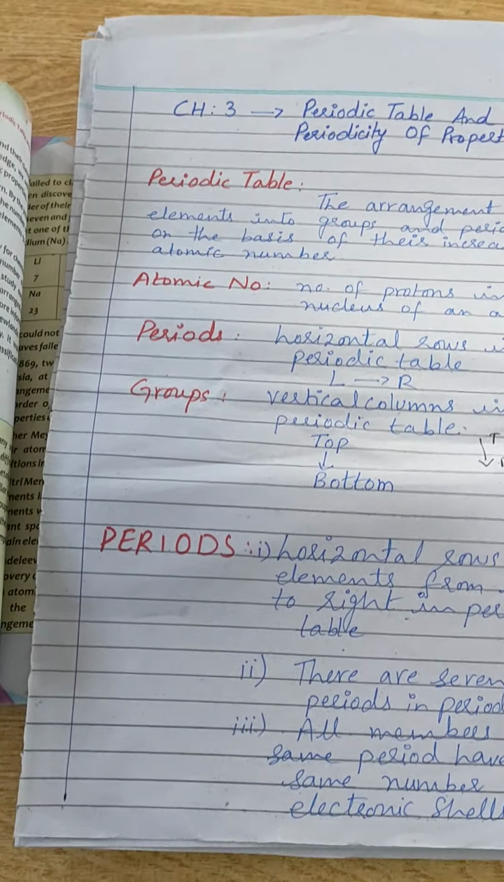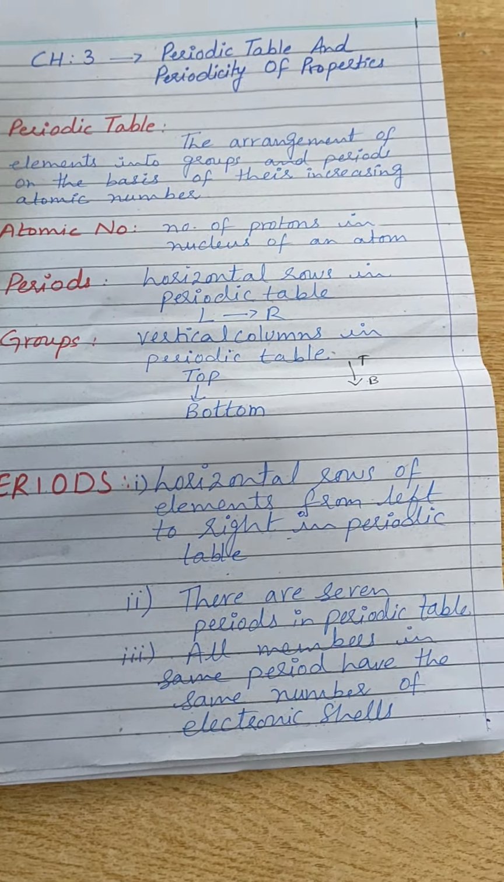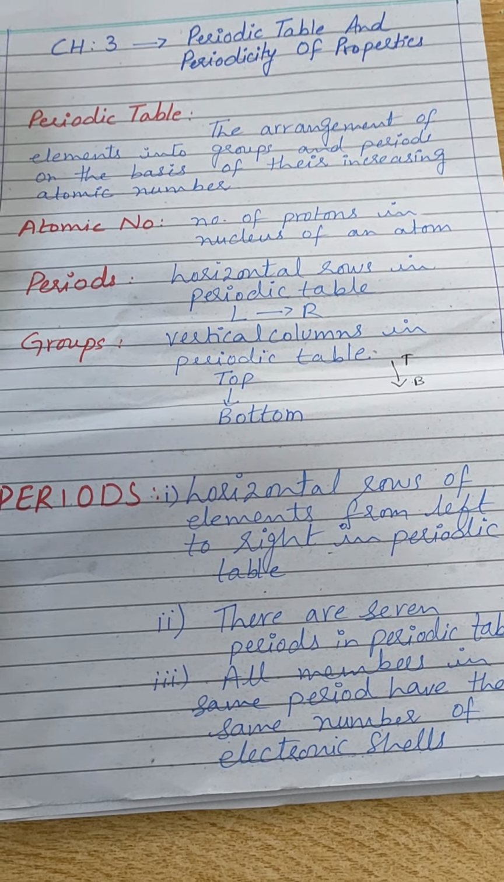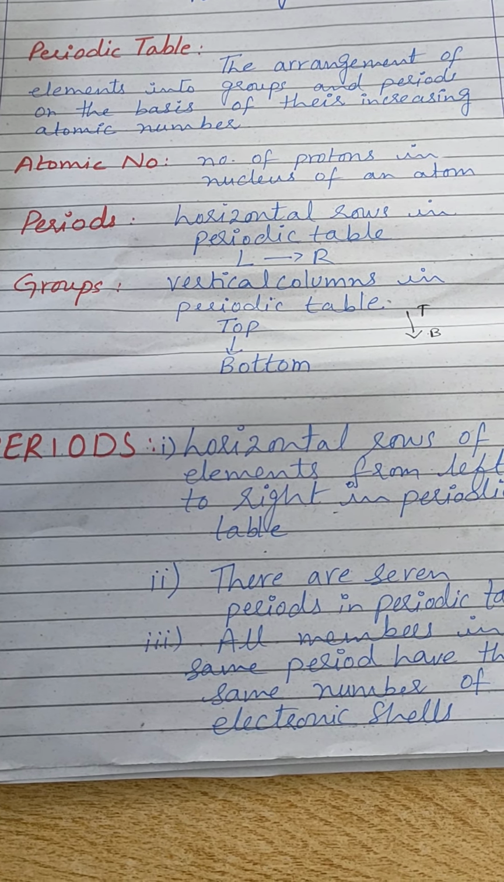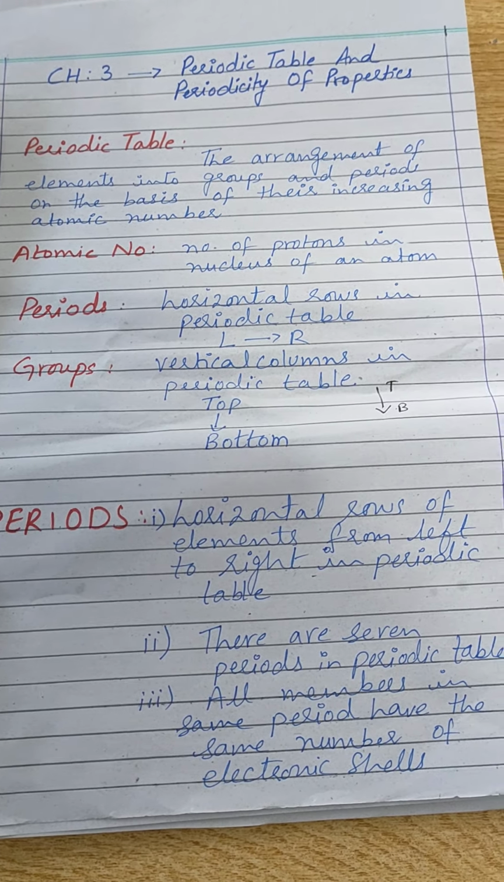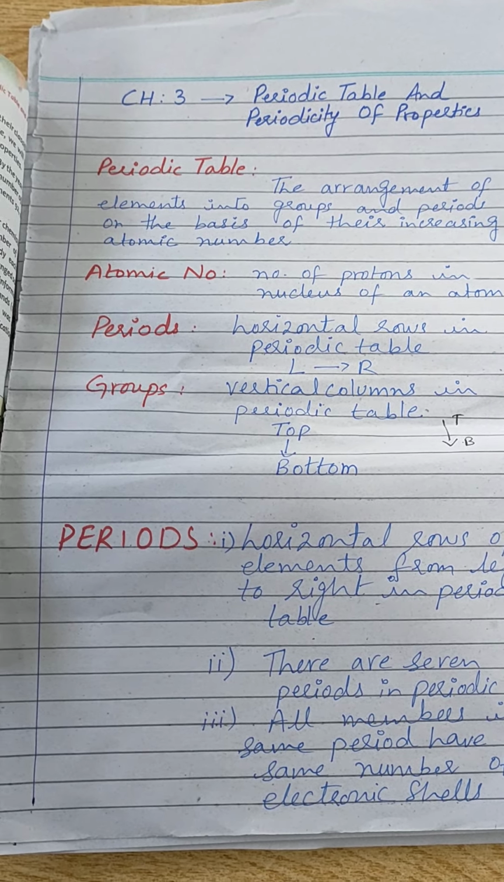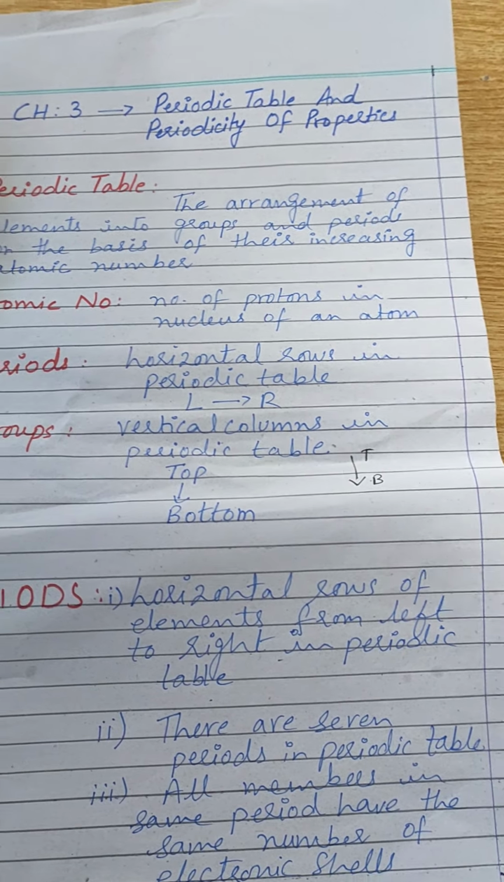So as you know, what is the periodic table? The arrangement of the elements into groups and periods on the basis of their increasing atomic number. It is called the periodic table. Atomic number is defined as the number of protons in the nucleus of an atom. What are the periods? The horizontal rows in the periodic table are called periods, while the vertical columns in the periodic table are called groups.